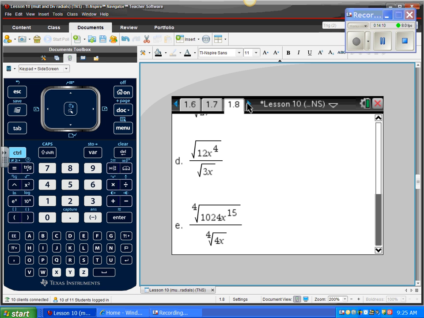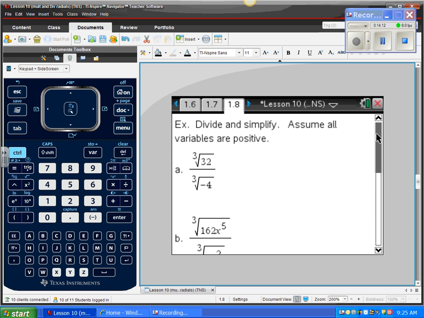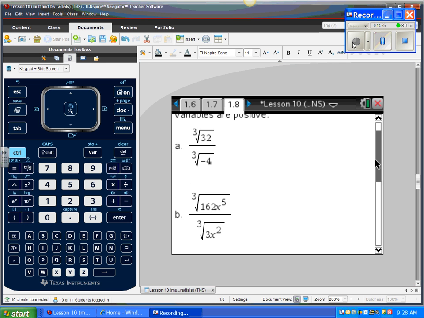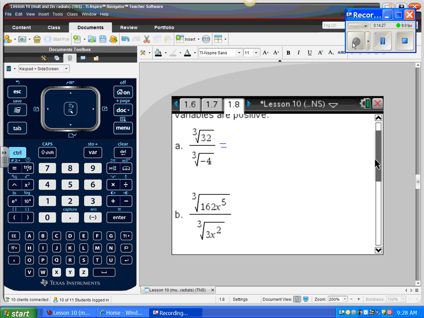Okay, so you're going to divide, and then you're going to reduce if you can. Okay, divide and reduce. So why don't you guys go ahead and try A and B, and then we'll go over them together. Okay. All right, cube root of 32 divided by the cube root of 4.